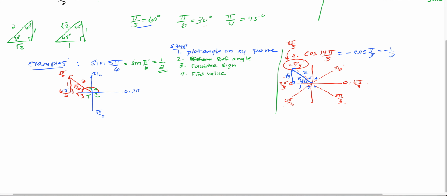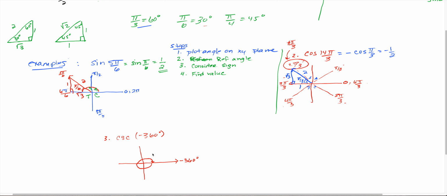Okay, let's try one more. Let's look at cosecant of negative 360 degrees. Okay, so just like we did, first we're going to plot it. So a negative angle is going to go this way, right? So negative 360 degrees would be here. So we are on the axis, right? This is what I would call a quadrantal angle.